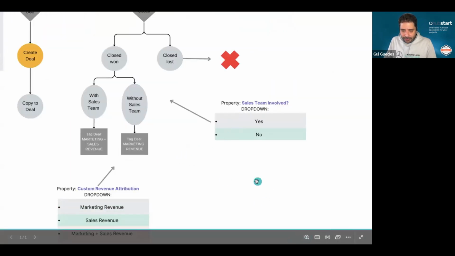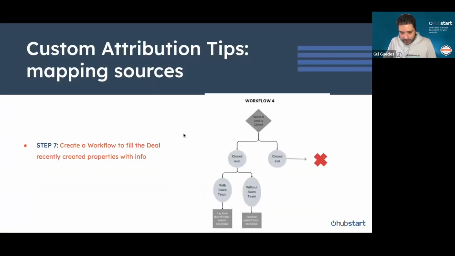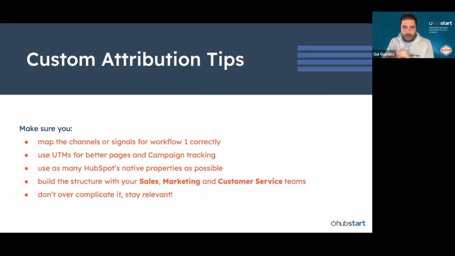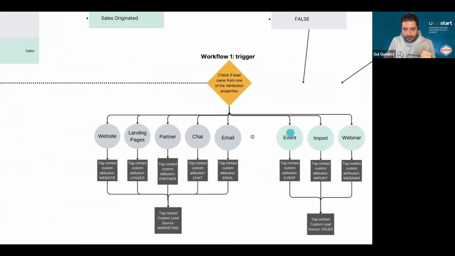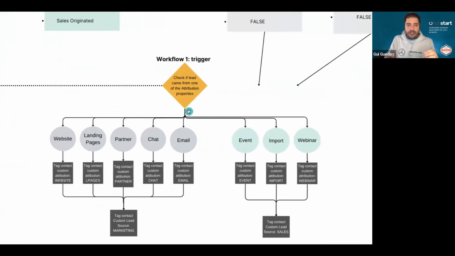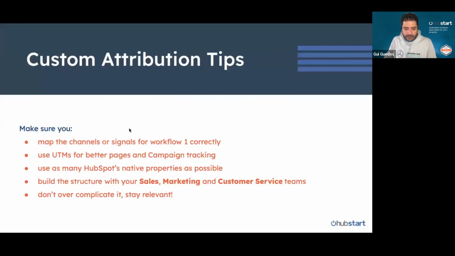So I have just a couple of things to let you know here, which are final tips for you to make this work properly. The first one, map the channels or signals that you may get for the workflow one to work perfectly, which is this one. You will need to branch correctly to understand where the leads came from. Okay, this is important. You have to understand how to know if the lead came from a phone, an import, or a landing page specific one. Okay, this is one of the tips.